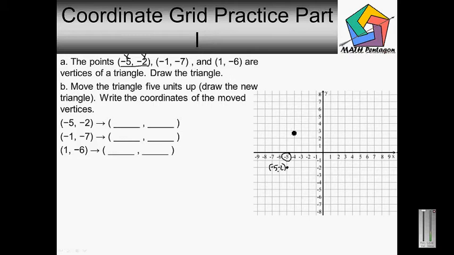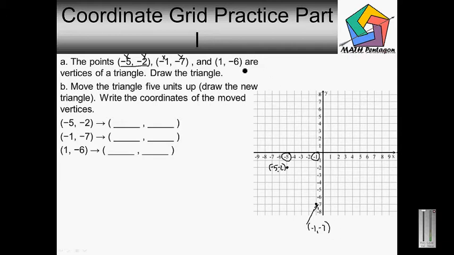Now we have (-1, -7). So -1 is our x and -7 is y. So we find our x is -1, and we go down to -7. We plot the point right here. This point right here is the (-1, -7) coordinate.